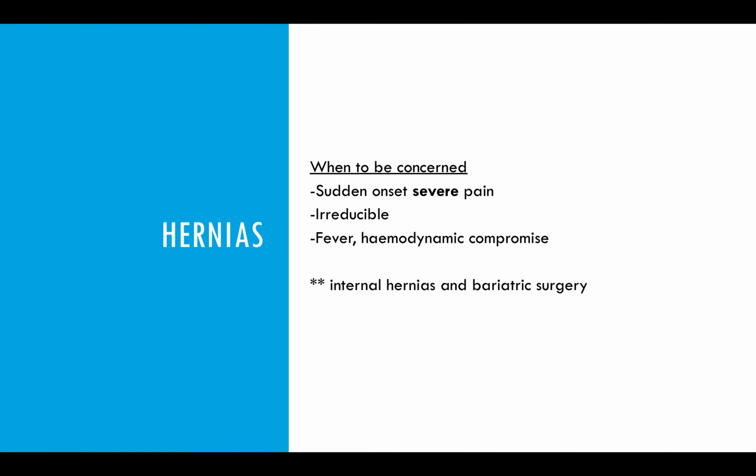The other important thing is if they've got fever or if they're hemodynamically compromised, so essentially signs of sepsis. Now, an important thing that I recently learned about is that in someone with a history of bariatric surgery, internal hernias are more common. Obviously this is not something you're going to be able to see, but it's something to be concerned about. So if someone has a history of a gastric bypass and they now have severe upper abdominal pain, you need to be concerned about an internal hernia, and they need to come to hospital.